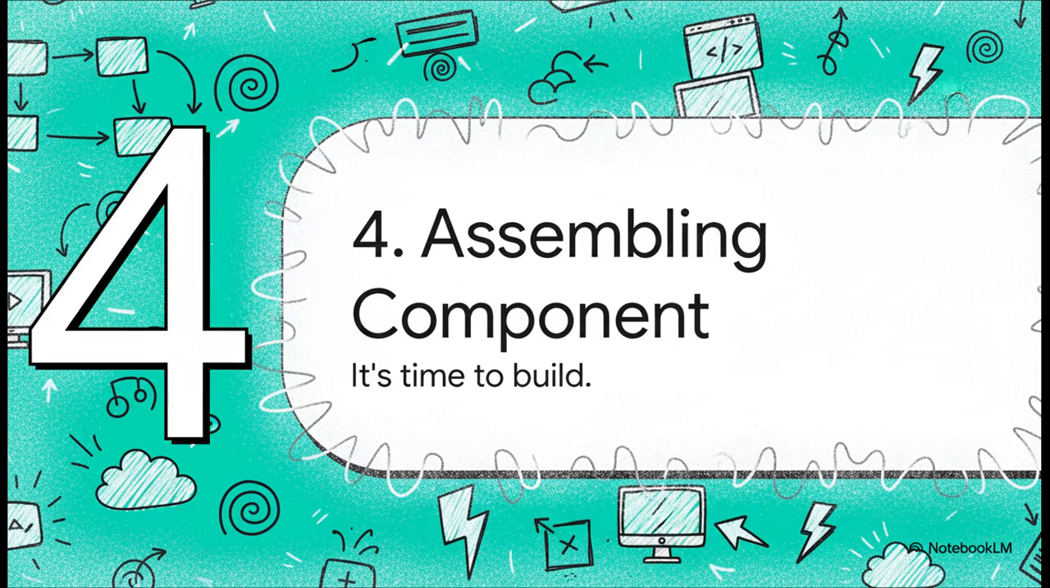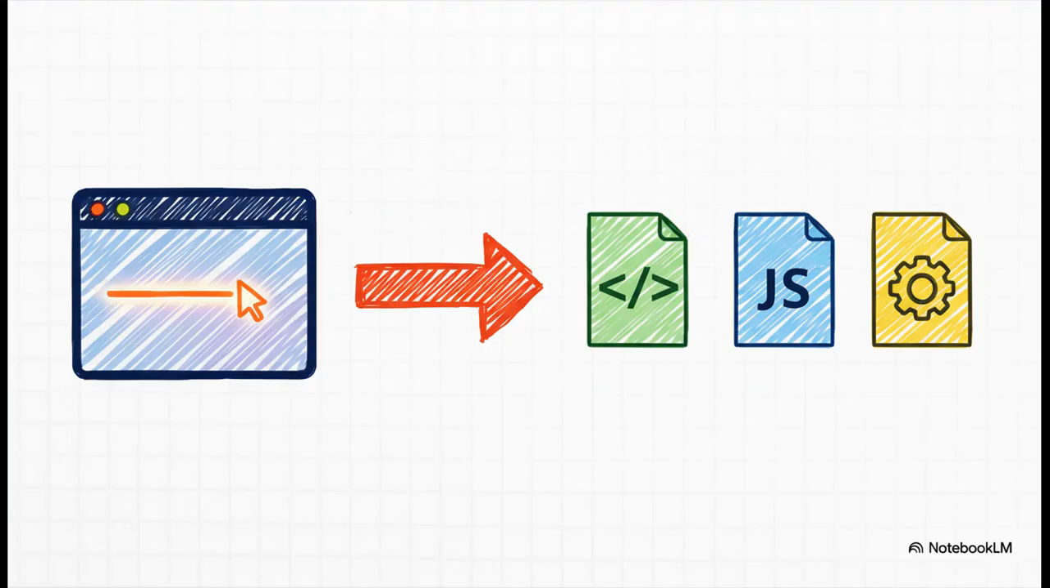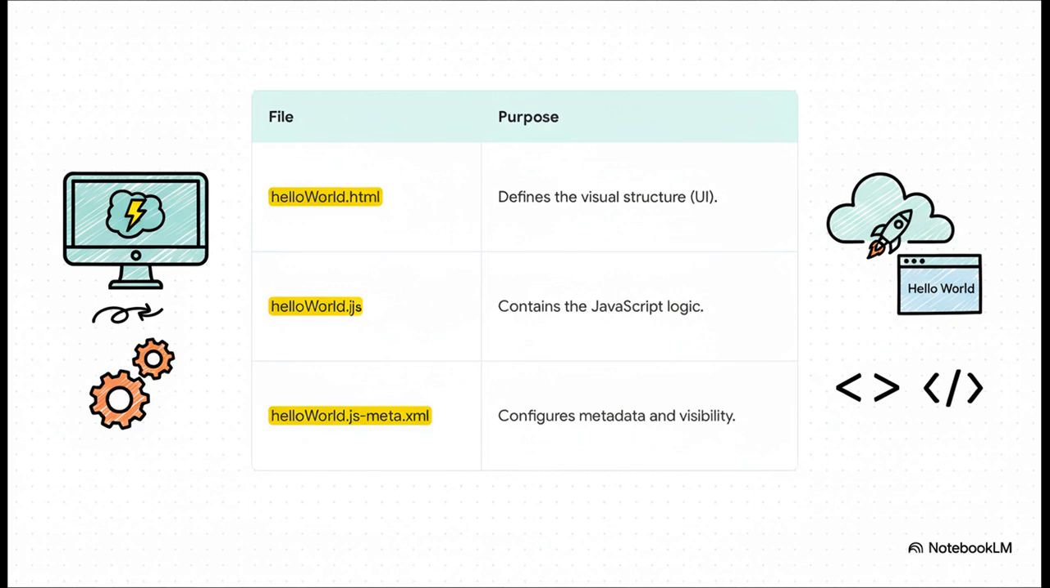Okay, our workspace is established. Our connection to Salesforce is secure. Now for the really fun part. It's time to actually build our component. And the whole process kicks off with one simple but powerful command, again, right inside VS Code. We just tell it SFDX, create Lightning Web Component, and we give it a name. Let's call it Hello World. And bam! Just like that, running that one command gives us these 3 core files.